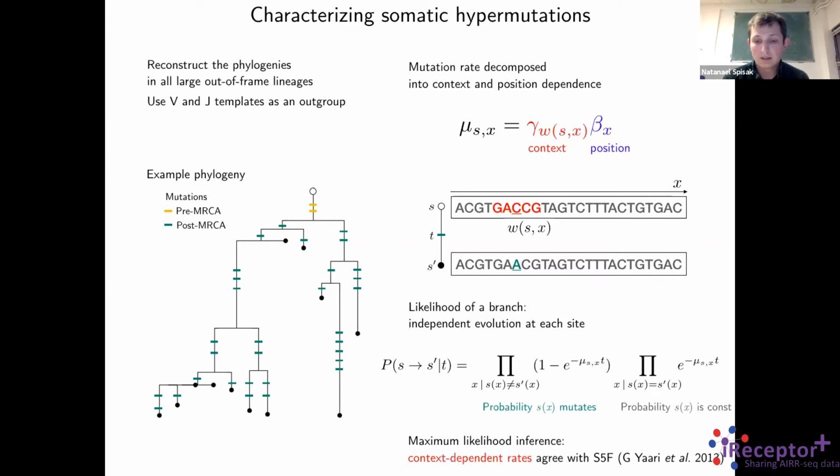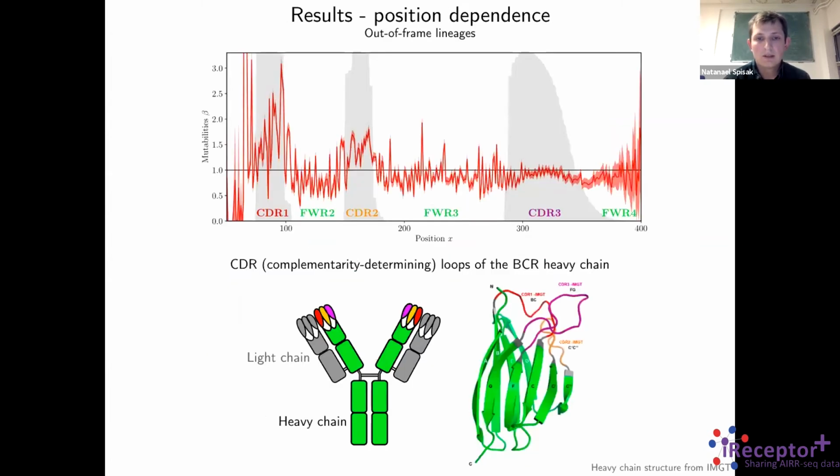And in the interest of time, I will only mention that the context-dependent rates are in agreement with previous models that actually looked for context dependence in productive data. So what was developed here was a more sophisticated procedure to avoid the bias of selection. But let me focus on position dependence, which is the thing that we added to our model.